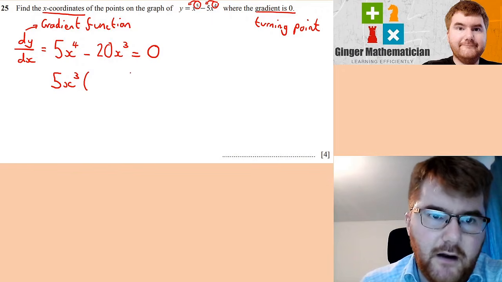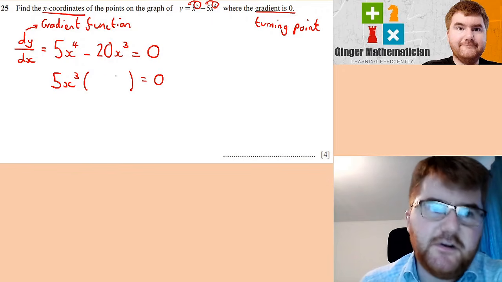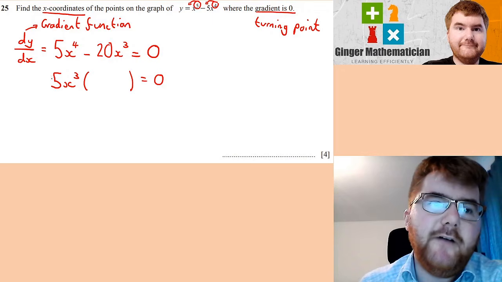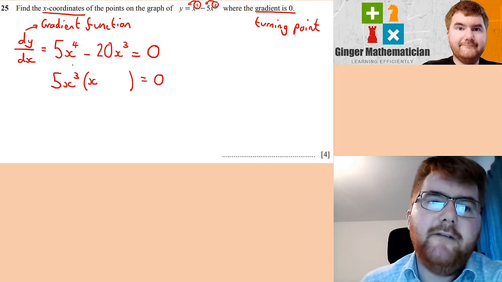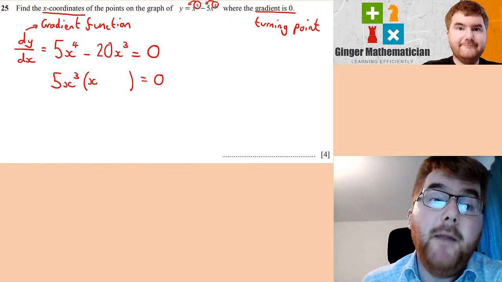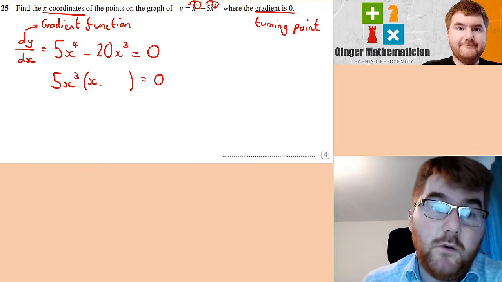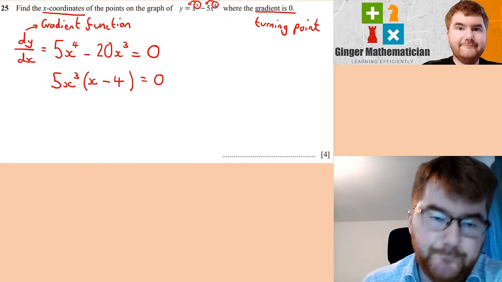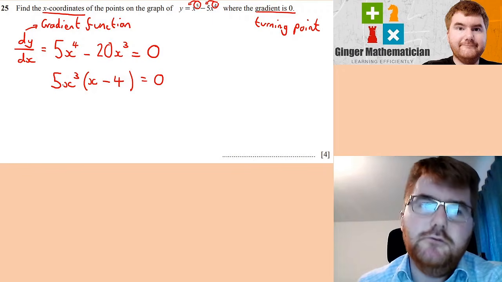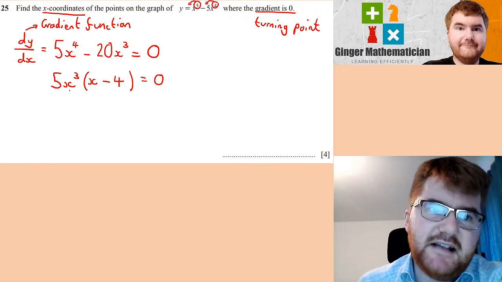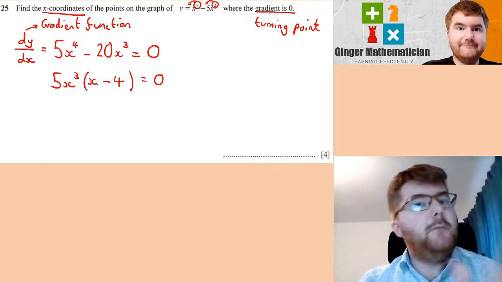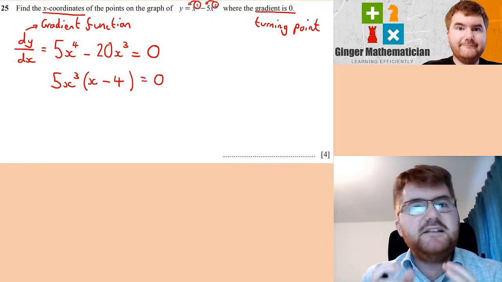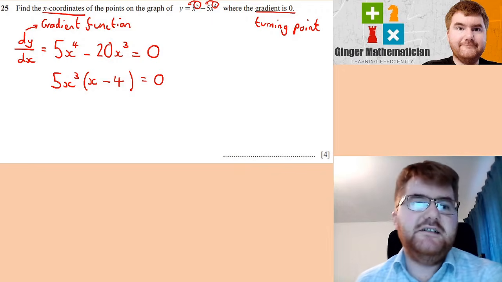Then we open up our brackets. We say to ourselves, well, what do we multiply 5x cubed by to get 5x to the power of 4? Just x. What do we multiply 5x cubed by to get minus 20x cubed? Well, that's just minus 4. And now we use the null law. So either this has to be equal to 0 or this has to be equal to 0. Because you have two things that multiply to give you 0, then one has to be 0.